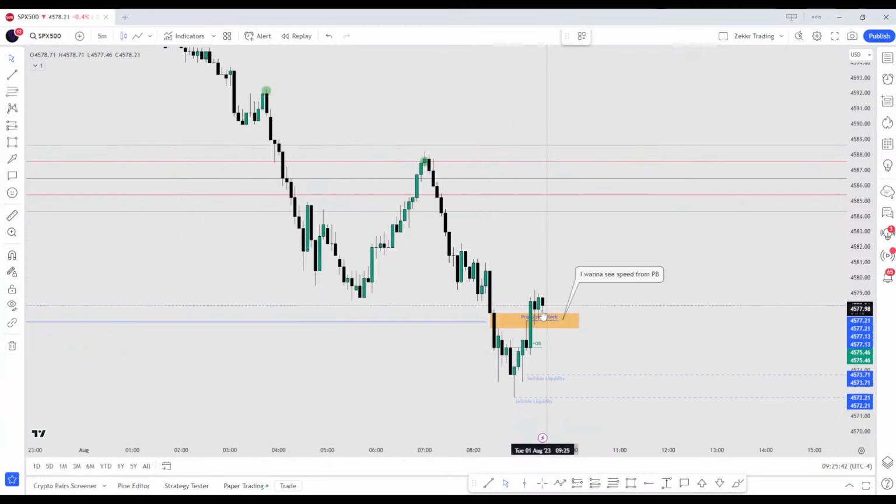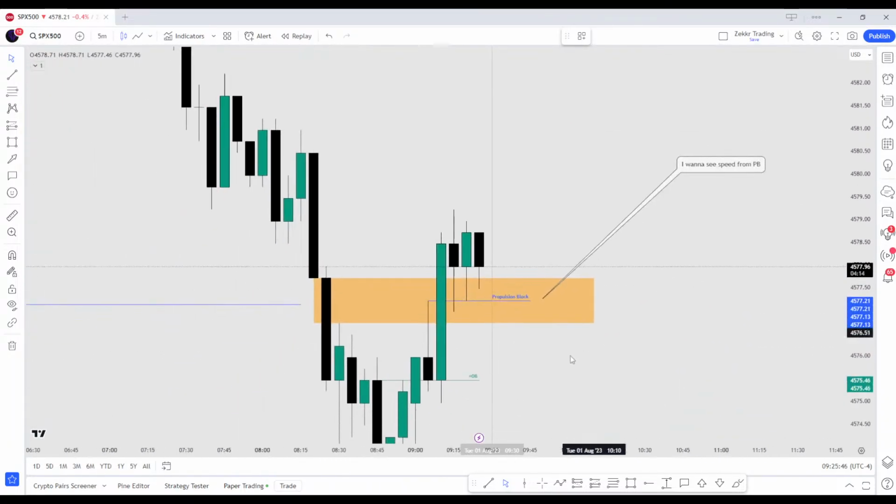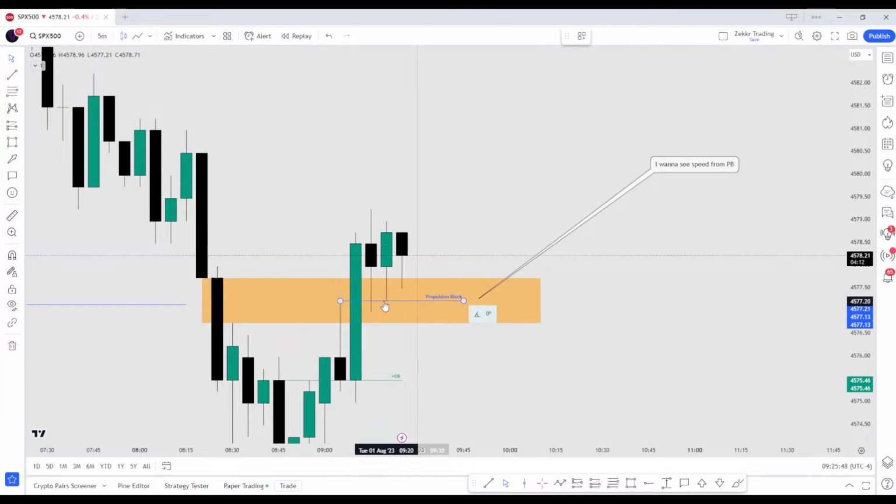Yeah, we're really rejecting this propulsion block. We tapped into it and now we are respecting it to the tick. Right here, to the tick.